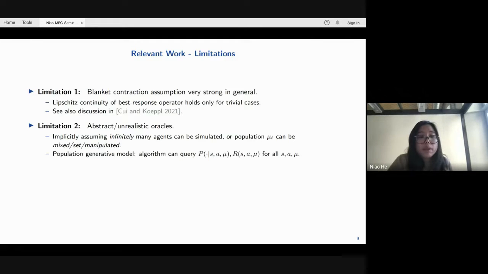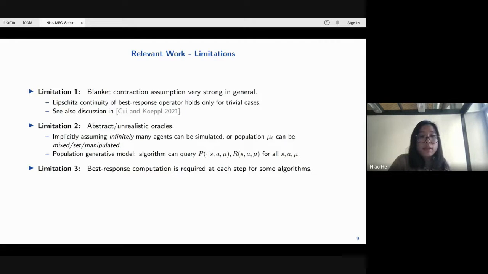In some of this work, they also required some generative models where you can generate any sample action pairs from any given input state and action or your population mu. In practice, oftentimes such a generative model may not always exist, but what you have is really just some online samples or some offline data that you can get.